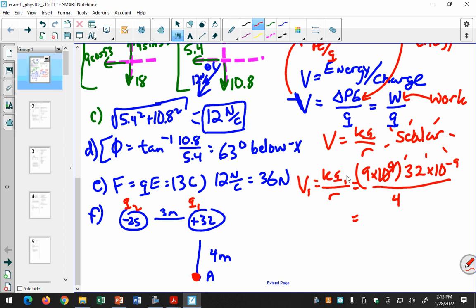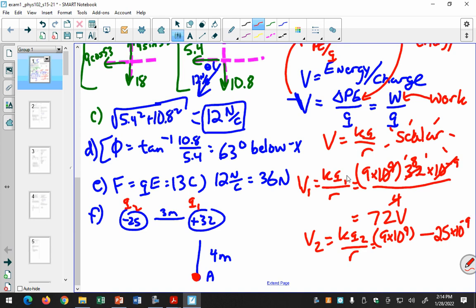So these cancel there. 4 goes into 32 eight times. So 9 times 8 is 72 volts. And then V2 is kQ2 over r. Watch this closely. 9 times 10 to the 9th, Q2 is minus 25 times 10 to the minus 9, divided by the distance, which is 5.